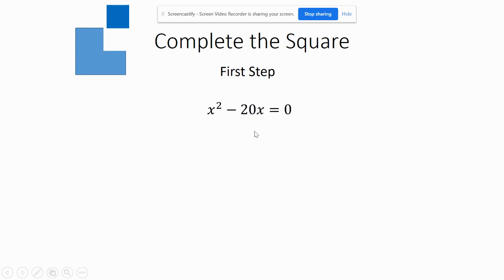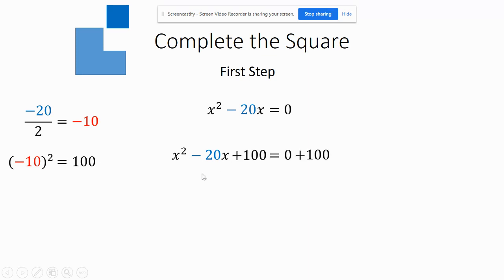Okay. Here we have another one. So I'm going to take this negative 20 and divide it by 2. This time I get negative 10. It doesn't matter that it's negative. Square negative 10. Now be careful, when you square a negative, it's negative 10 times negative 10, which is 100, not negative 100.